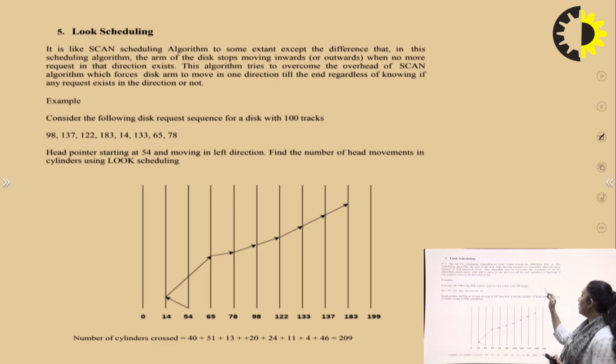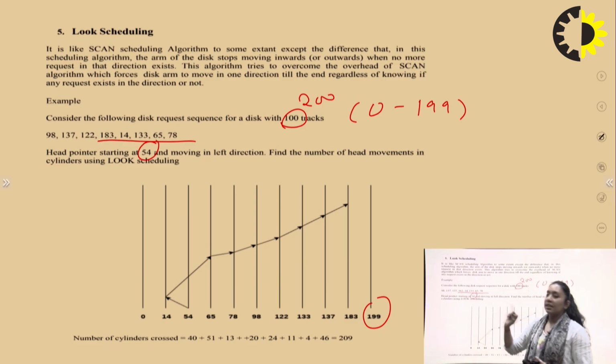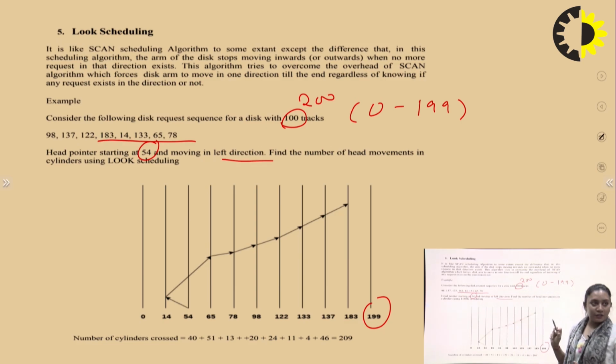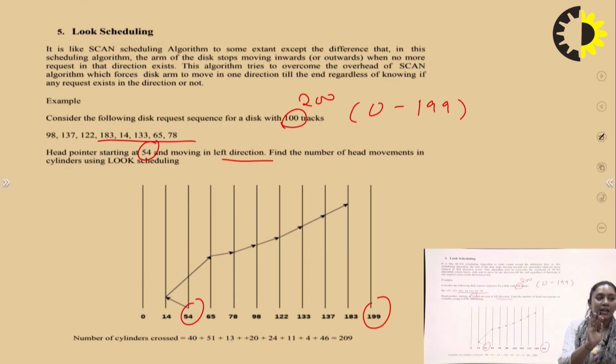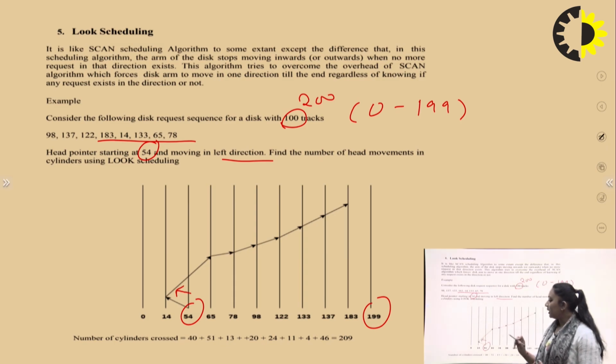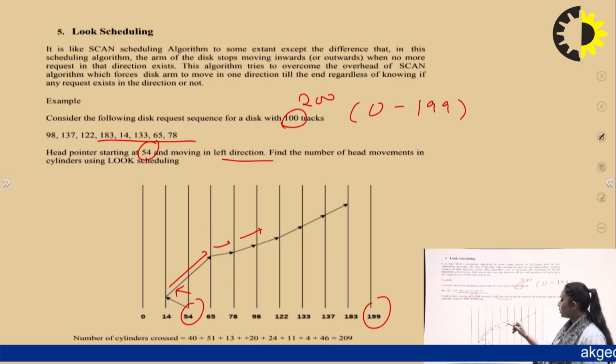As you can see, the number of tracks is 100, or rather, the question is wrong, it is 200, so the range is 0 to 199, right? Starting at 54, the direction is left. Let's start with 54. The closest element of 54 in the left direction is 14. After that, at 14 we need to move rightwards, because in the left direction we have no elements. From 14 the closest element is 65. Next we have 78, then 98, 122, 133, 137 and 183.